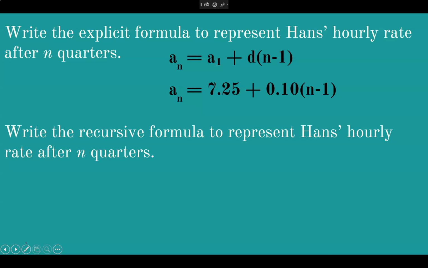All right, now let's write the recursive formula. So remember, that's when I have to reverse. We have to use the previous term and add my difference. So the only thing I change here is the d, and my d is what? The 10 cents. Good.